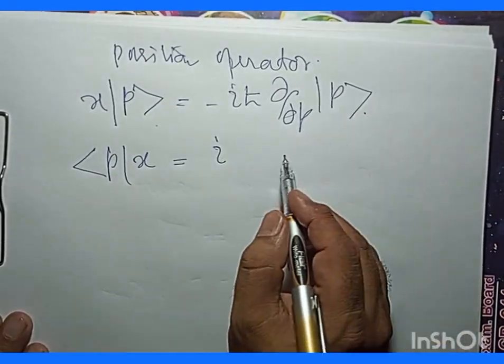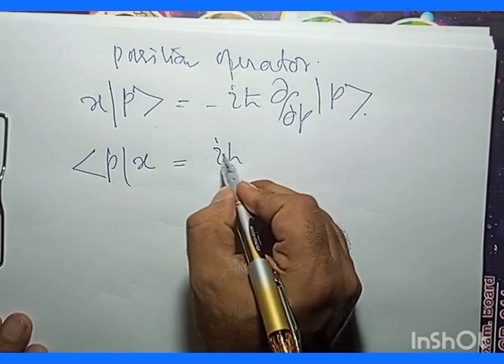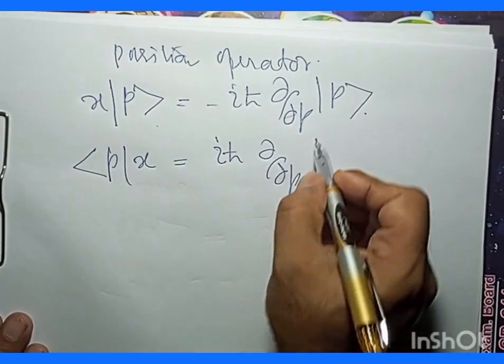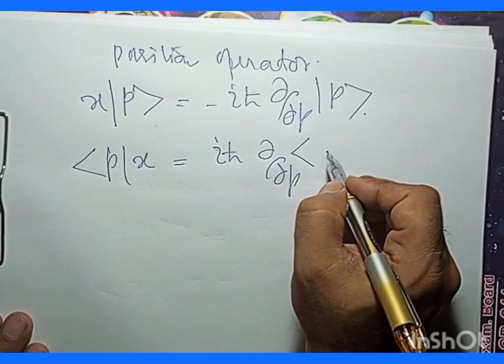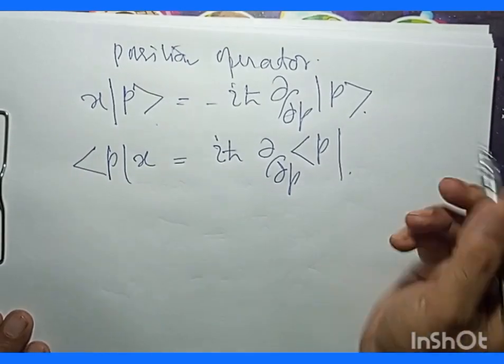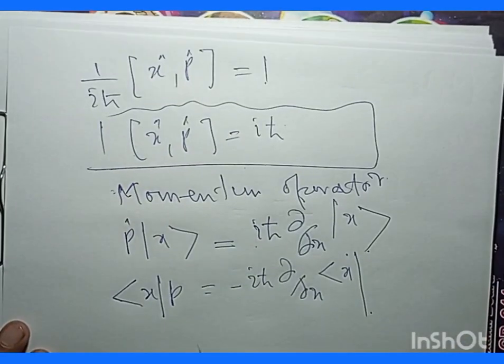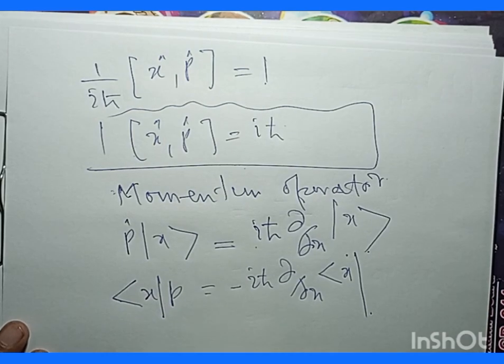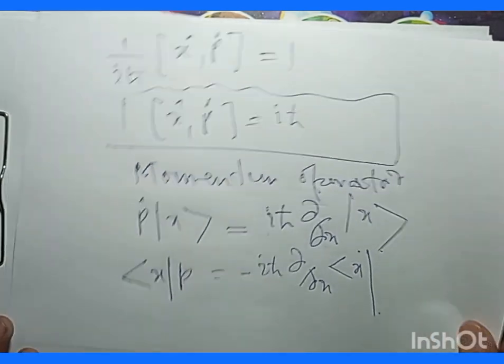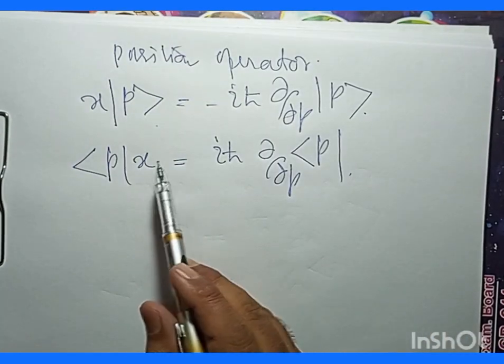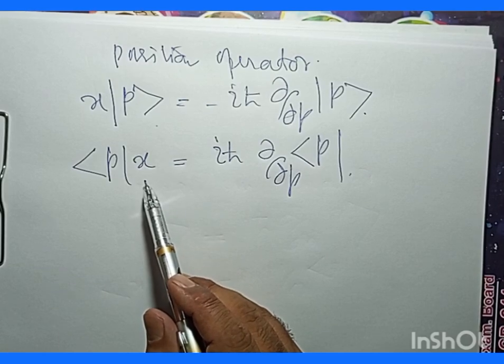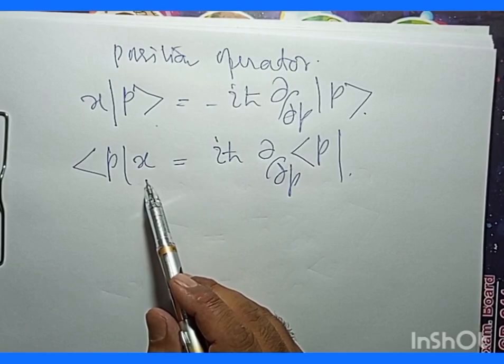Taking the dagger of this ket operator will lead us to iħ ∂/∂p acting on the bra of momentum. So what we have is momentum operators on the state of position, and we have position operators on the state of momentum, or in momentum space.